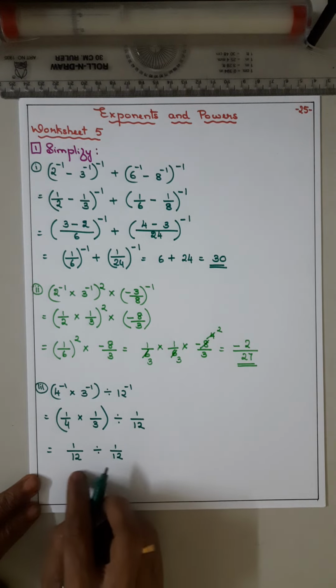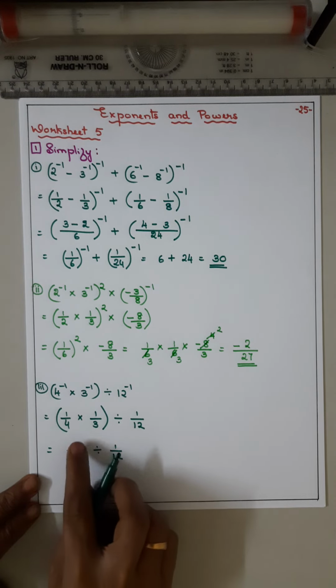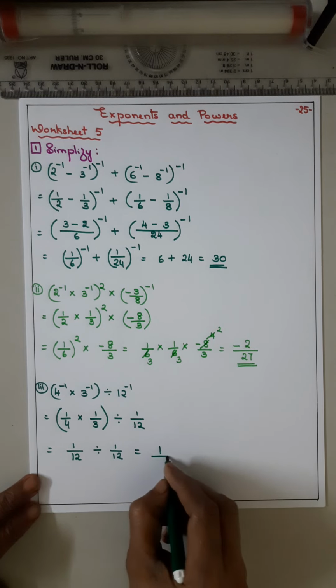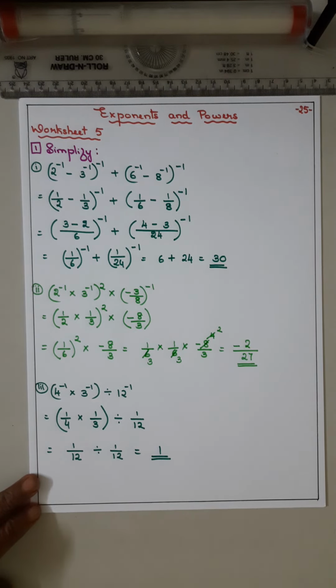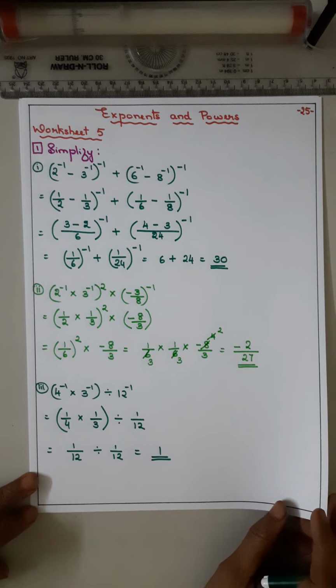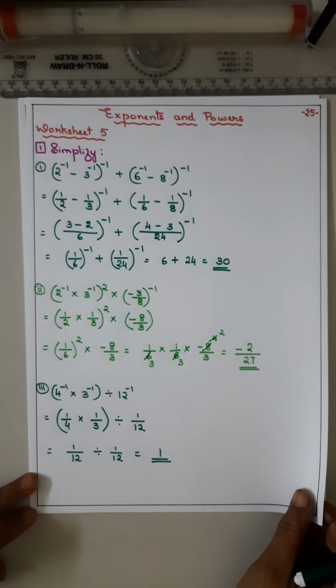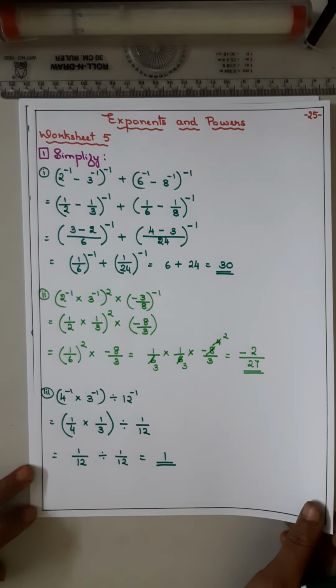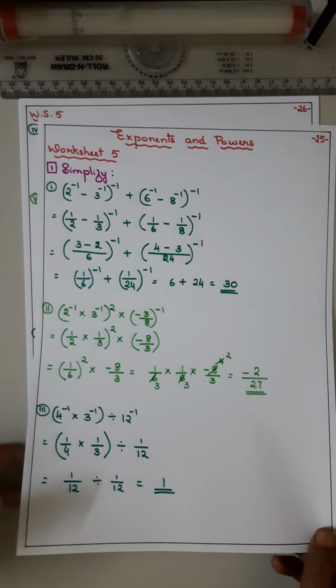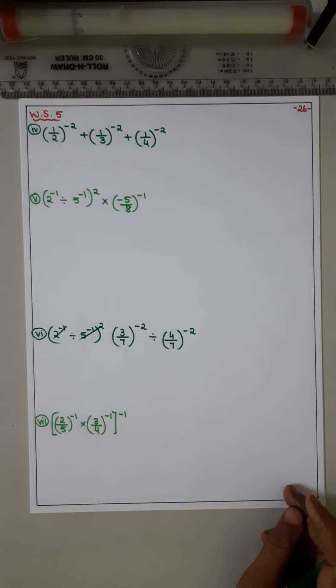See the same numbers division. 1 by 12 divided by 1 by 12. Answer is 1. Same number divided, then 1. Same fraction division, then also it is 1. Okay. So that was about the question number 1, subdivision 3.